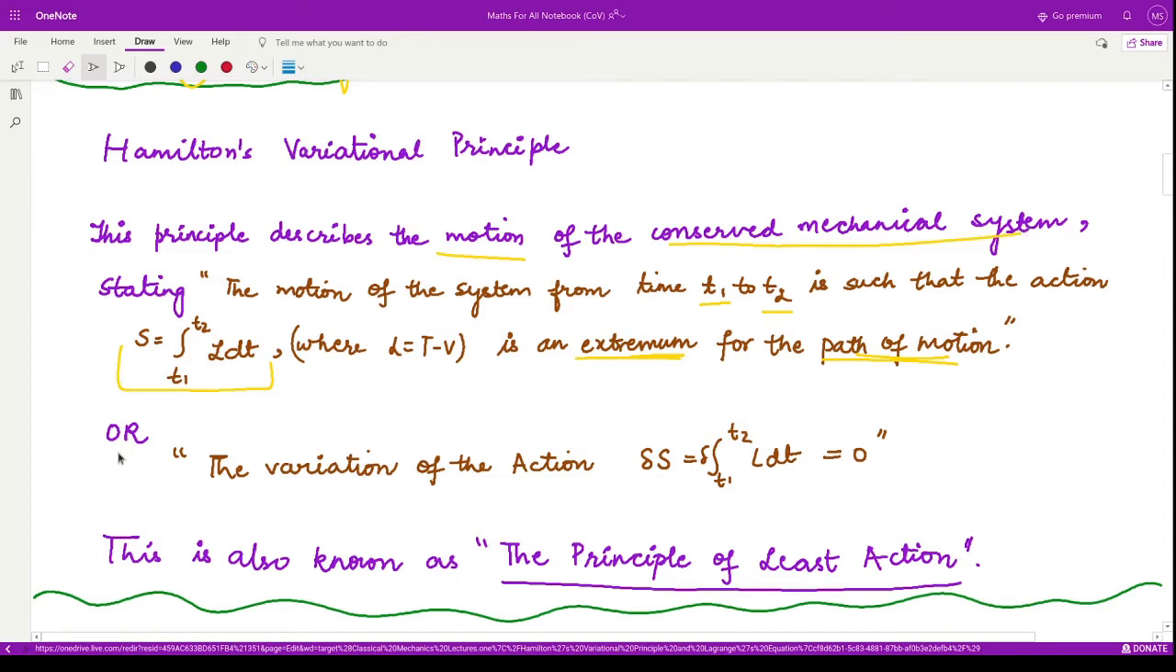And we have another definition for Hamilton's variational principle. It says that the variation of this action, the quantity action, where delta represents the variation of this action, is 0.